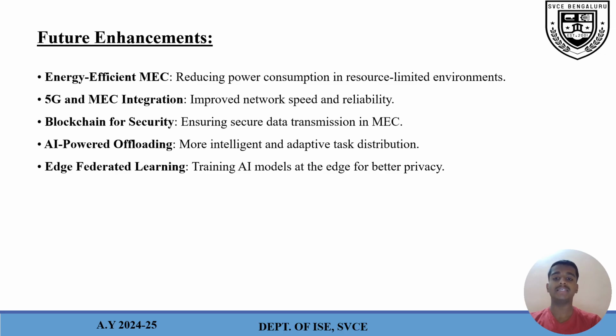5G and MEC integration, which improves the network speed and reliability. Blockchain for security, ensuring secure data transmission. AI powered offloading. So making use of AI is one of the biggest enhancements that can be done. So there is an intelligent task offloading mechanism and adaptive task distribution. Edge federated learning, training AI models at the edge for better privacy.